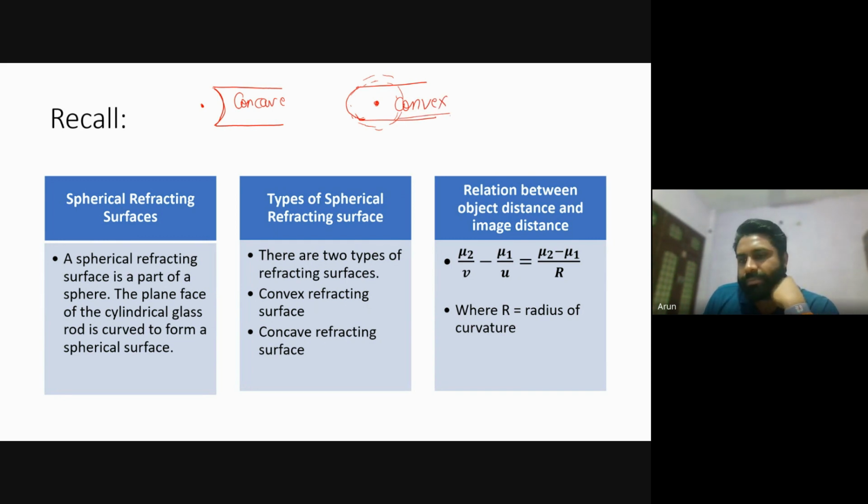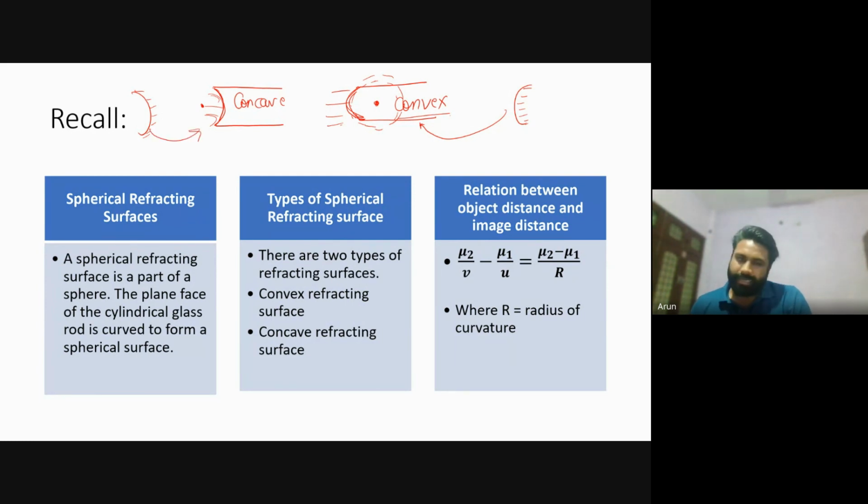Or by the concept of spherical mirrors, you can also remember: if this is the reflecting surface, this is called the convex surface. And if this is the reflecting surface, this is called the concave surface. If this side is reflecting and the other side is not reflecting, it is known as a concave mirror. Same concept is here. And if this side is reflecting and the inner side is not reflecting, then this is the convex mirror. Same concept used.